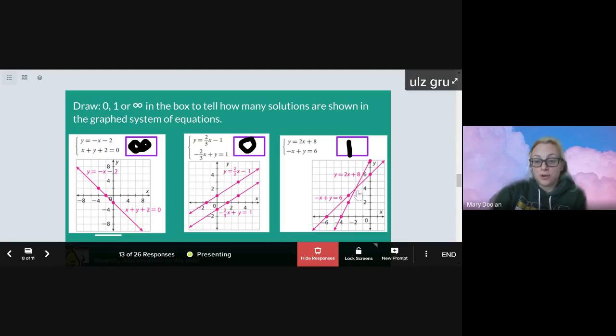There is one ordered pair right here. The ordered pair is actually -2, +4. That's the solution that you see in this picture all the way to the right.